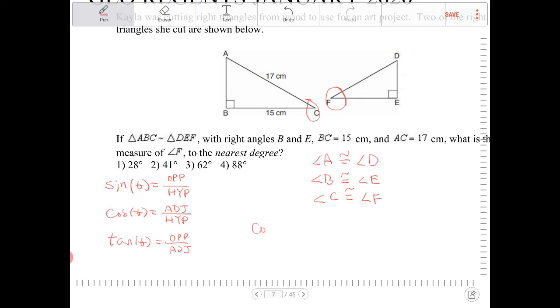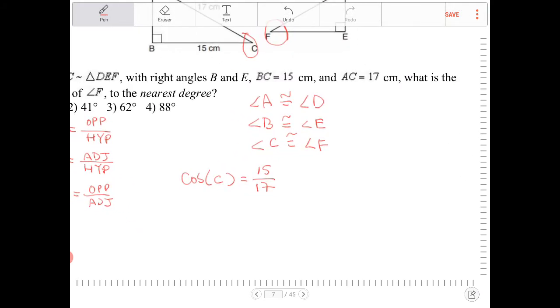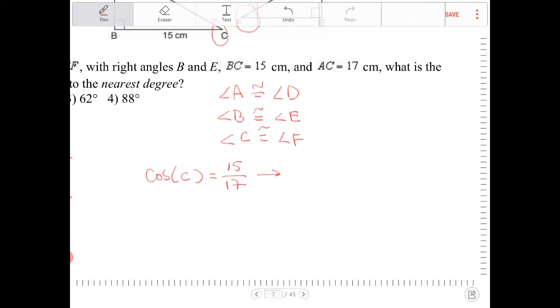So I know that cosine of angle C will equal adjacent over hypotenuse, which is 15 over 17. I need to find out what angle C is. So I'm going to take the inverse of both sides, the arc cosine of both sides, and what I'll end up with is C is equal to arc cosine of 15/17.